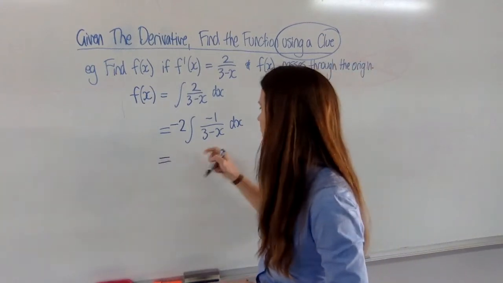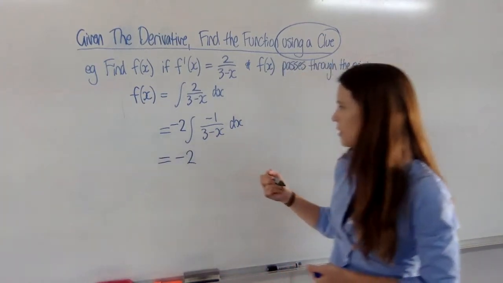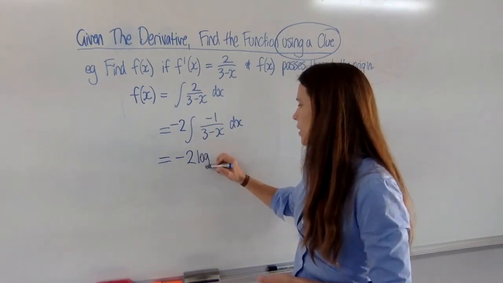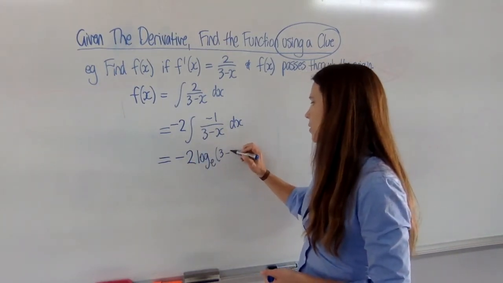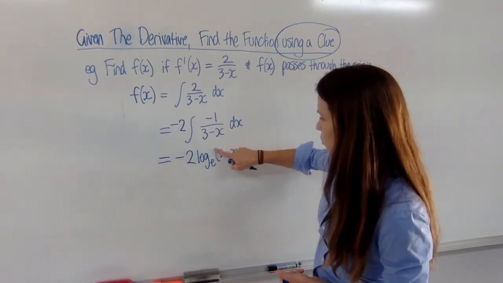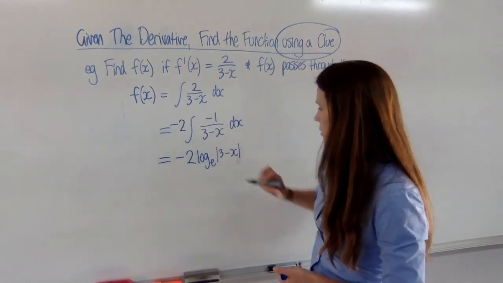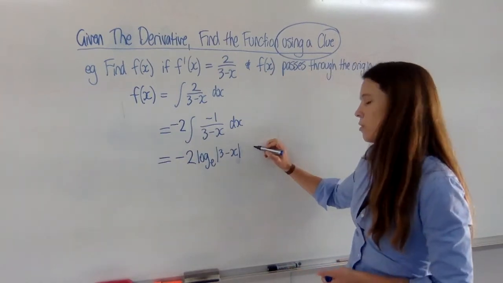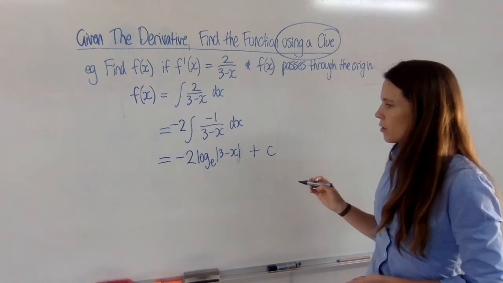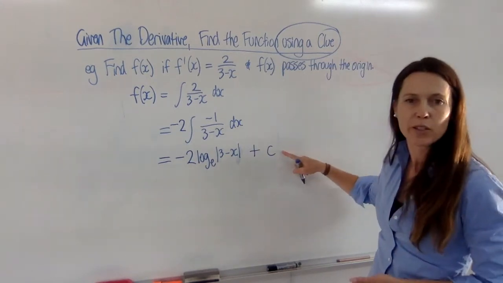All right, now I can go ahead and put my -2 at the front and then actually integrate this, which will just give me the log of the function that's on the bottom. Now I've put brackets there, I probably should have put absolute value brackets. And now I need to, of course, do that thing that we do at the end where there's no bounds, we need to add a constant. All right, this is my function now.